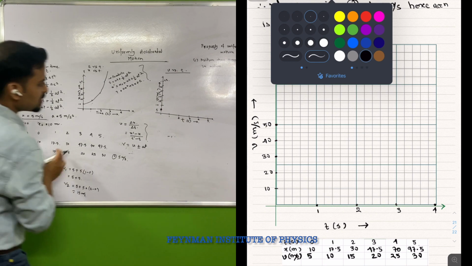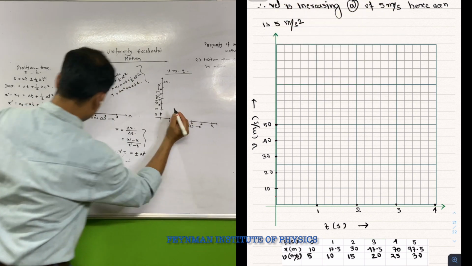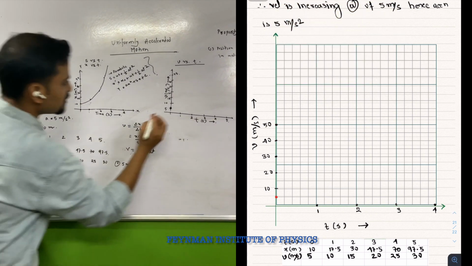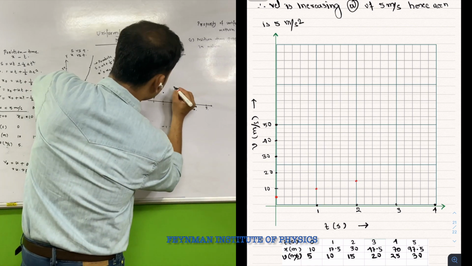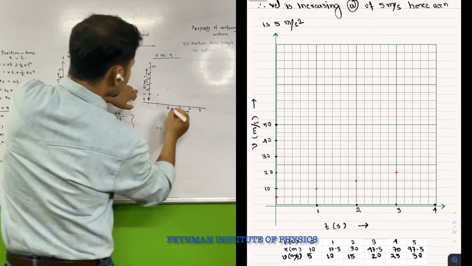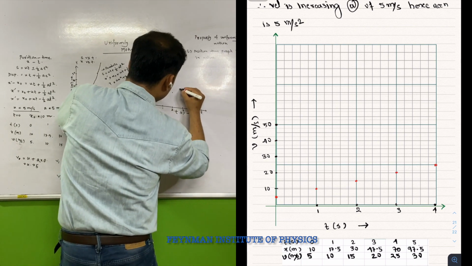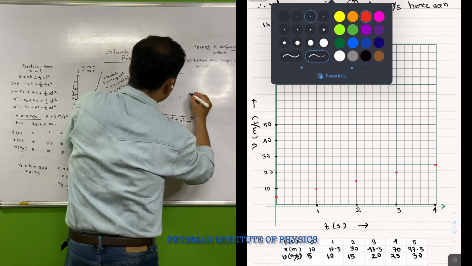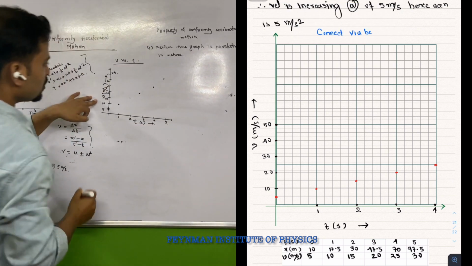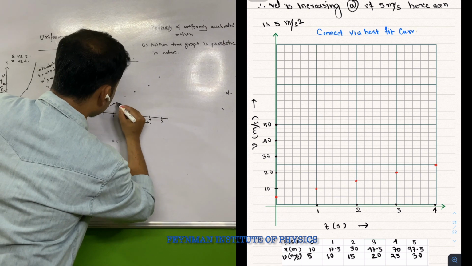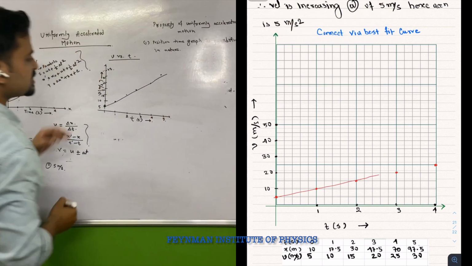At 1 second its velocity is 10 meter per second. So this point. At 2 seconds its velocity is 15 meter per second. At 3 seconds its velocity is 20 meter per second. At 4 seconds its velocity is 25. At 5 seconds its velocity is 30. So if you connect all the dots, then you will get a straight line.